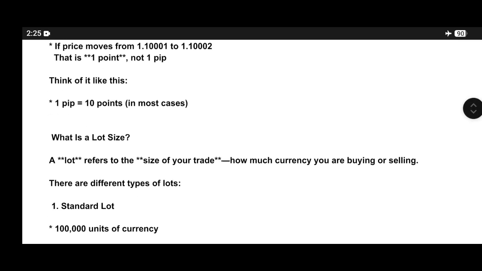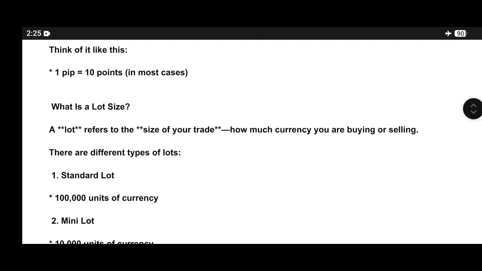Then let's continue. What is a lot size? A lot size refers to the size of your trade, how much currency you are buying or selling. There are different types of lot size.